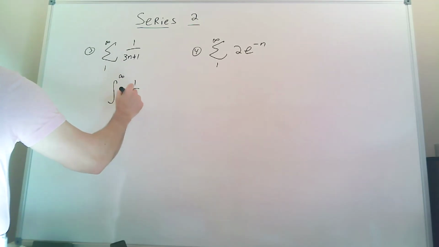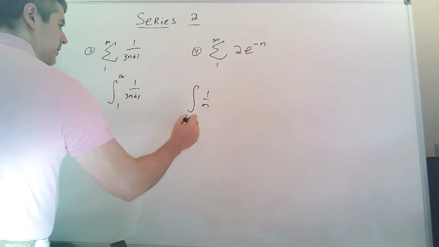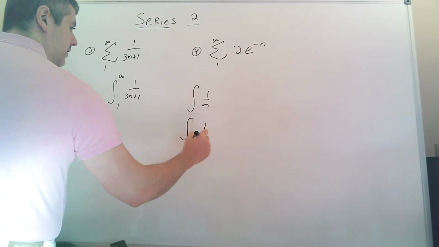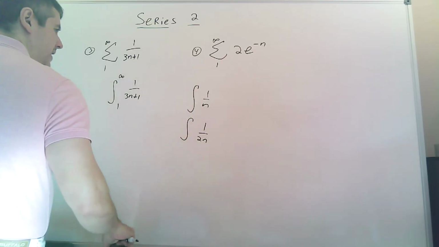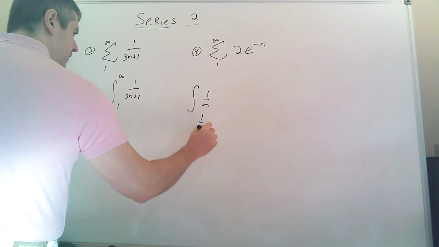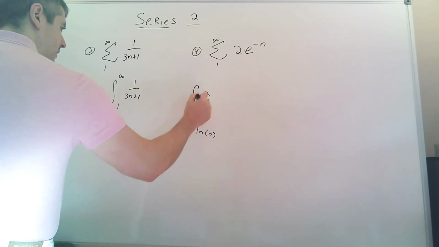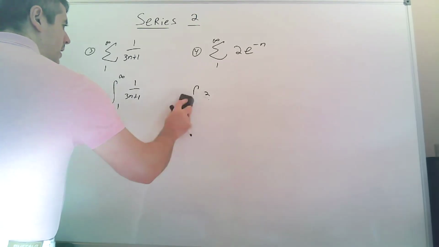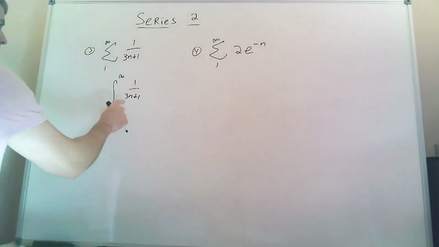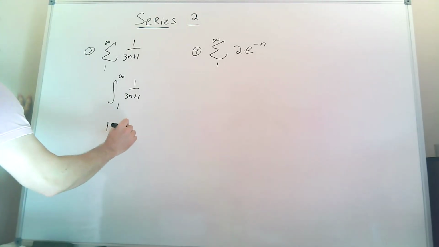Now, I want to point out, we integrated stuff like this. We did a lot of these integrals. This one is just ln, this is ln of n. Now, if I had put a 2 here, then I would put a 2 here. But this one has a 3 here. So this integral is going to be ln of 3n plus 1.